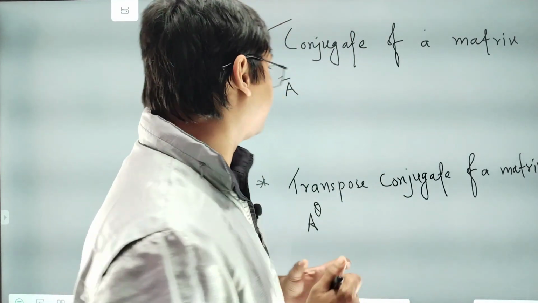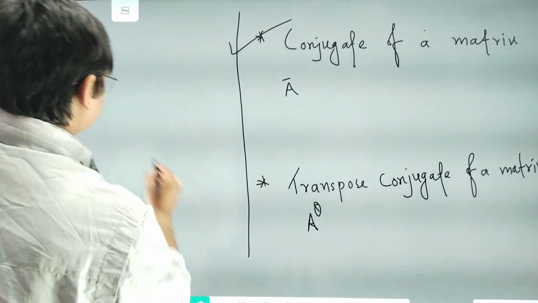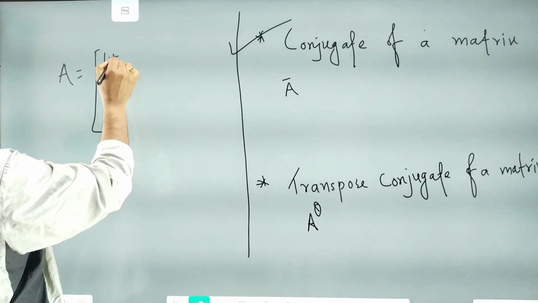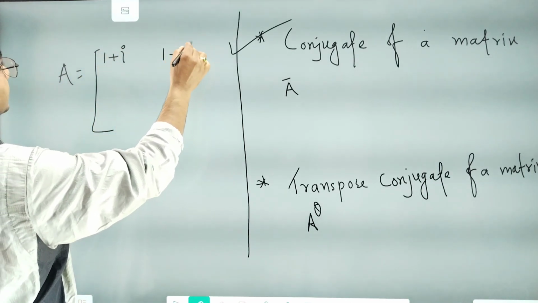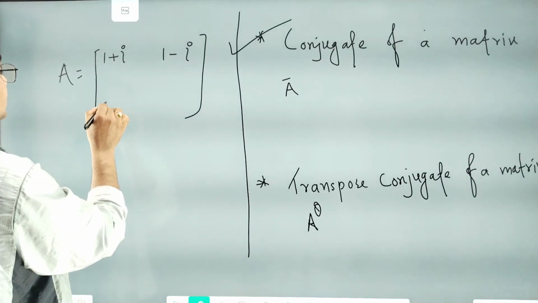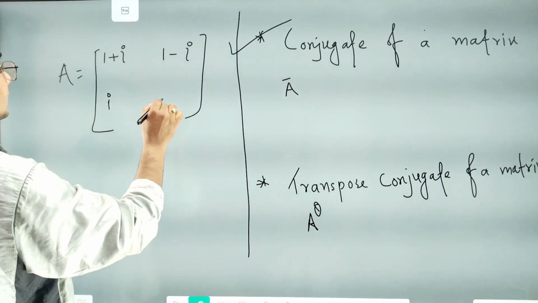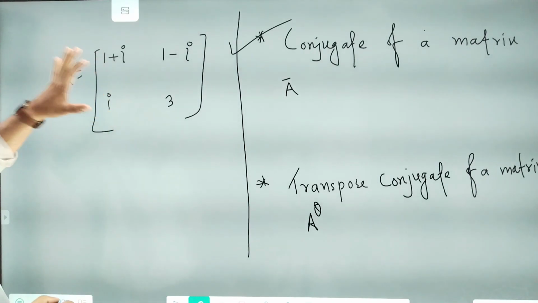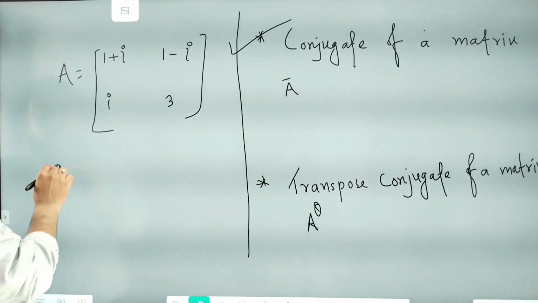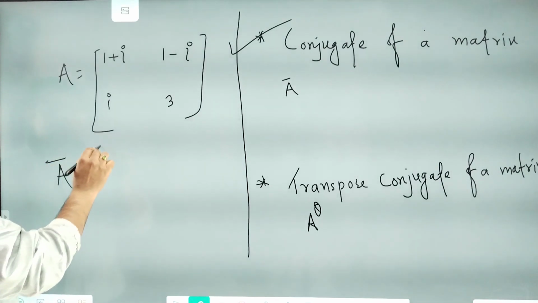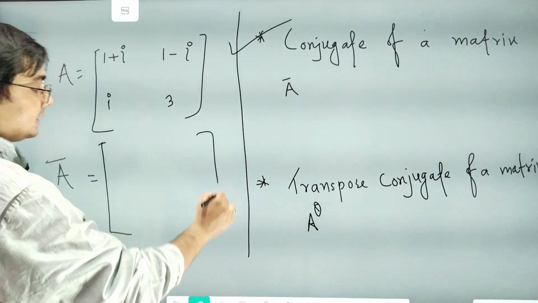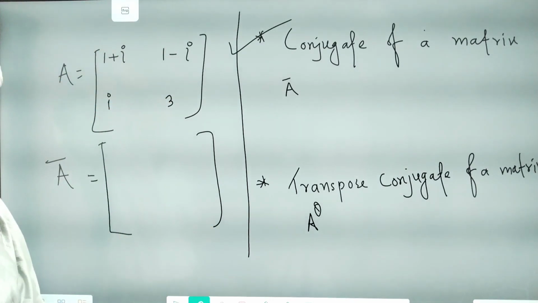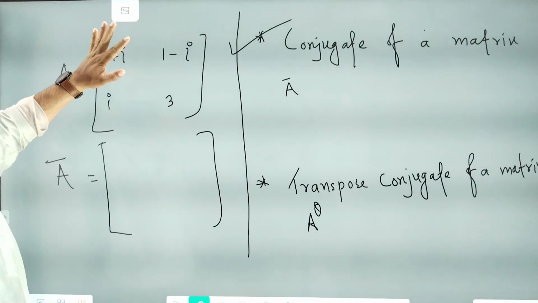Okay, so suppose we consider a matrix like this way. Suppose a matrix, this one: 1 plus i, 1 minus i, i, and 3. So this is the matrix. Now if we take the conjugate of all the elements of this matrix, all the elements inside are complex numbers, you just take the conjugate of all these elements.